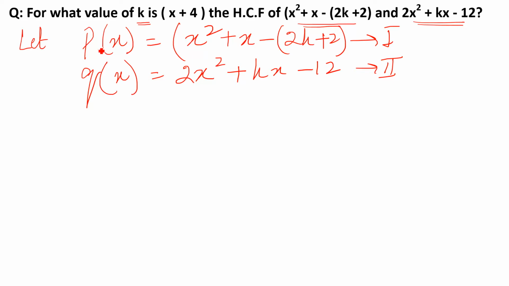So why have I written p(x), not pq or pz? Because we have the variable x in the question. If we had a y variable, then we would write p of y. If we had z or t, whatever, we would use the same variable here. Here we have x, that is why we have written p of x and q of x. This is the first expression, this is the second expression.